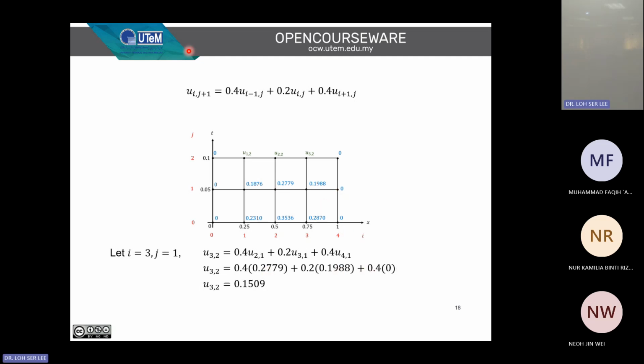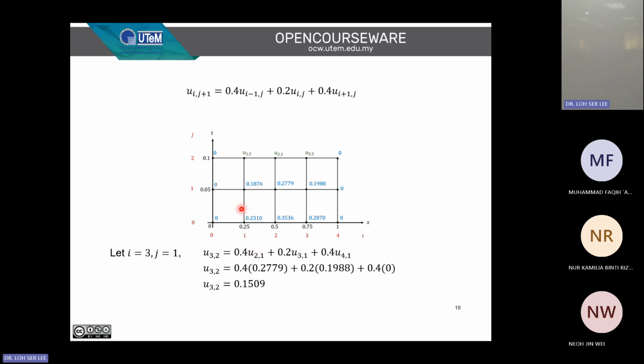So if you match this one, for example, if you match 3, 2 to this U i, j plus 1, it means i is 3. J plus 1 equals 2, that means j is 1. I is 3, j is 1. When you substitute these two values into i and j, you will get this.